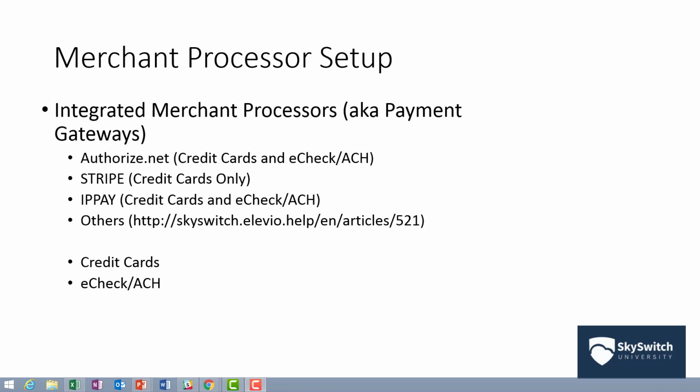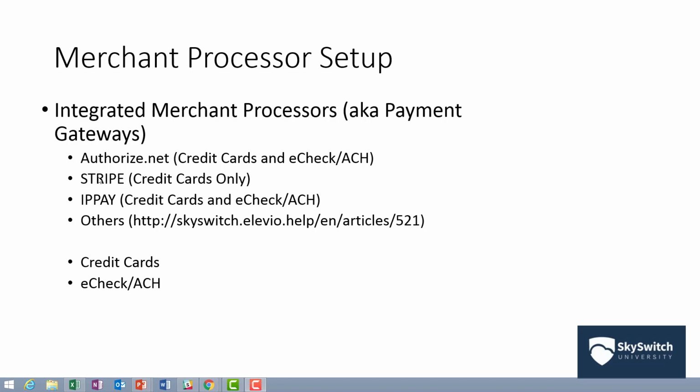Now, if you notice here, I show that Authorize.net accepts credit card payments and eCheck ACH. eCheck would be a one-time check payment, and ACH would be your monthly auto pay out of a checking account. So we do highly recommend Authorize.net. Like I said, we have a lot of resellers that use them, and we've seen some great results from them. I'll point out their website here in a moment.